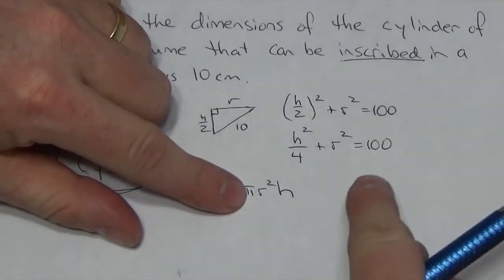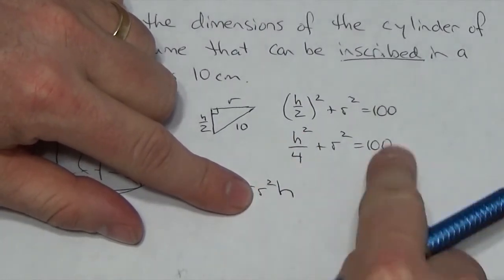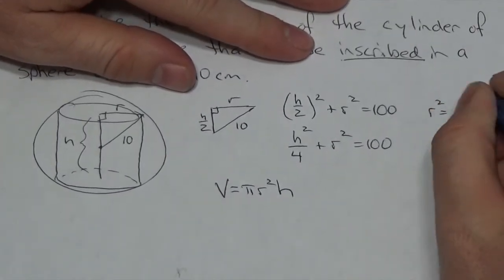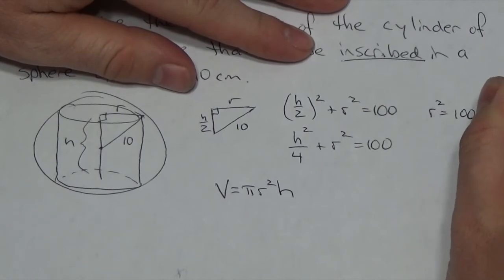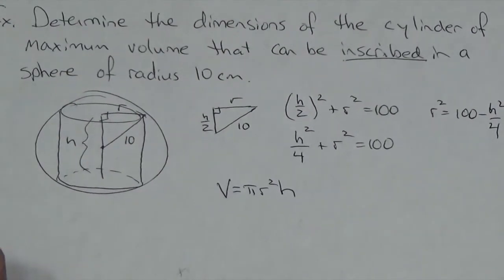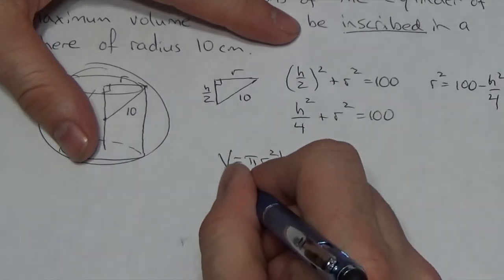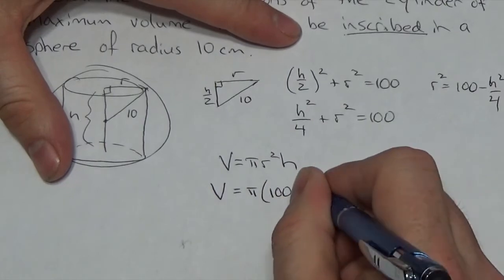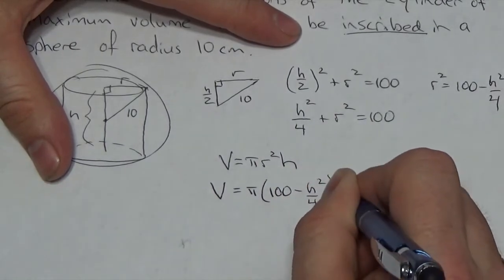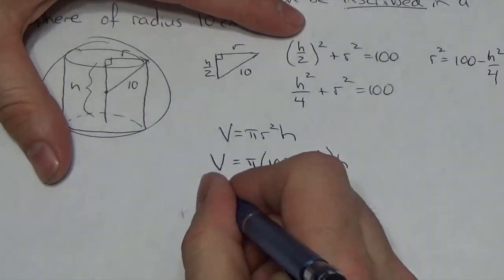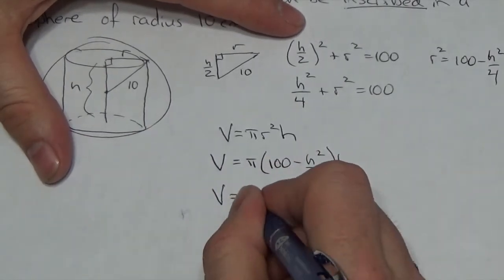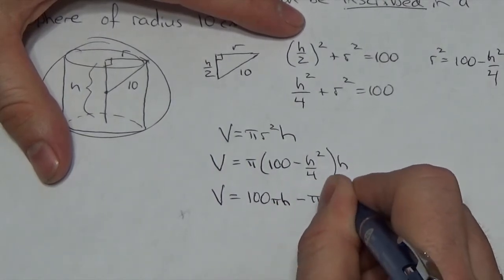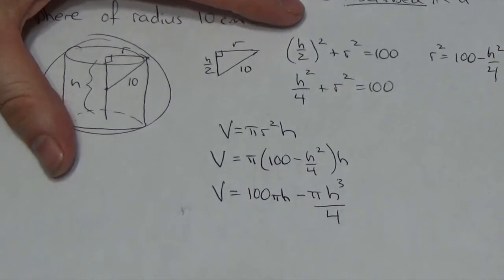Now I would be very tempted to use this expression right here to get rid of r squared. I'm very fortunate that there's an r squared here in this relationship and there's an r squared right here. So I know r squared is going to equal 100 minus h squared over 4. Well, I love that. So now I'm going to come to my volume expression, and that's going to be pi times 100 minus h squared over 4 multiplied by h. And when I distribute those pieces through, I'm going to get 100 pi h minus pi h cubed over 4.